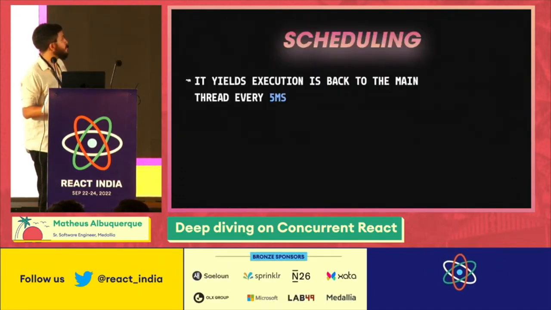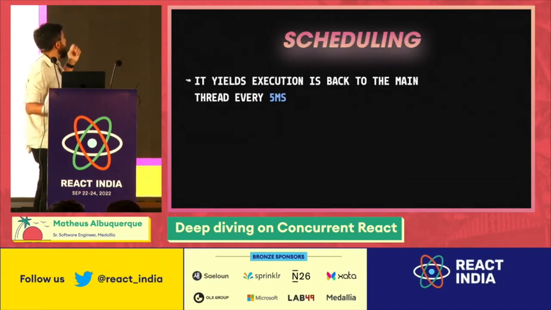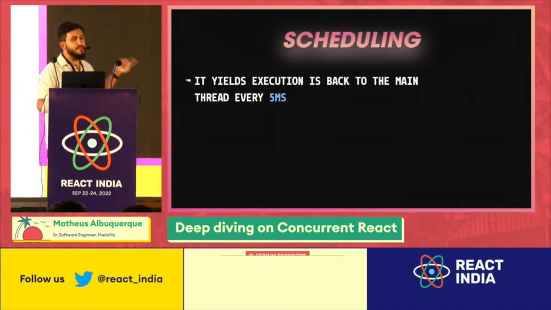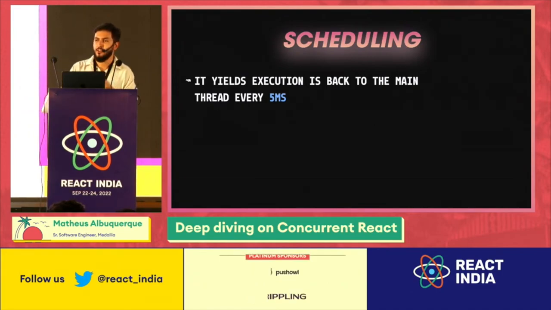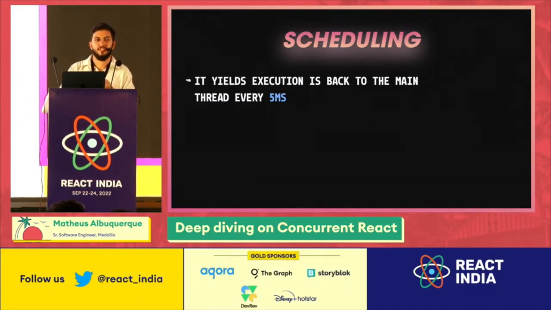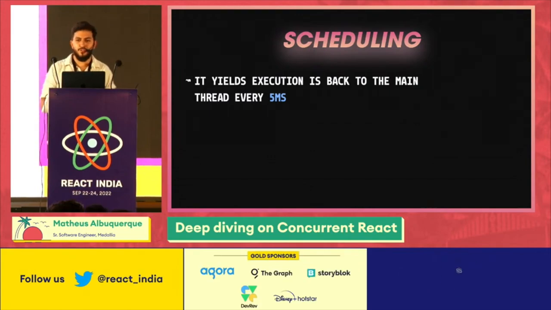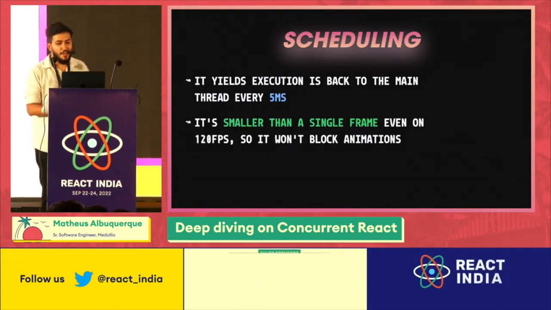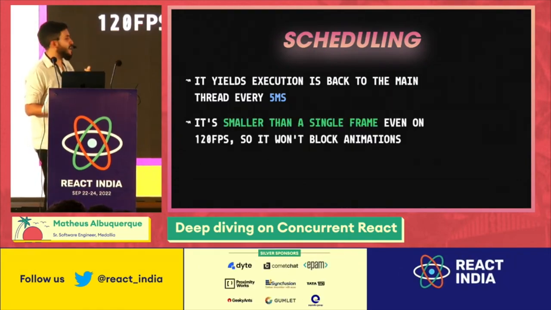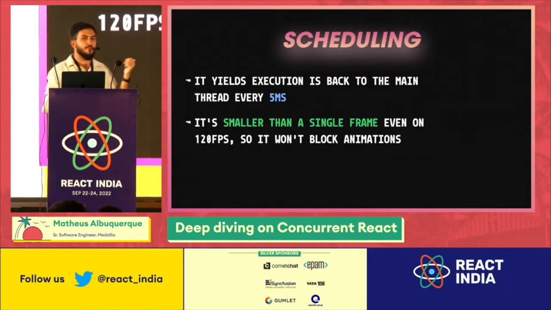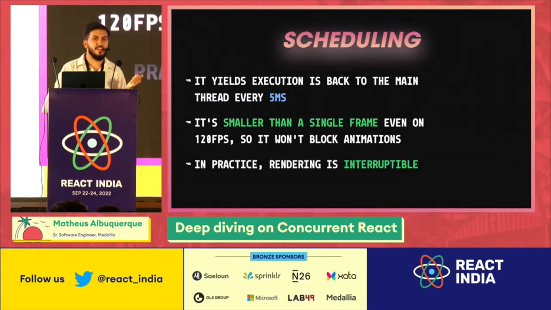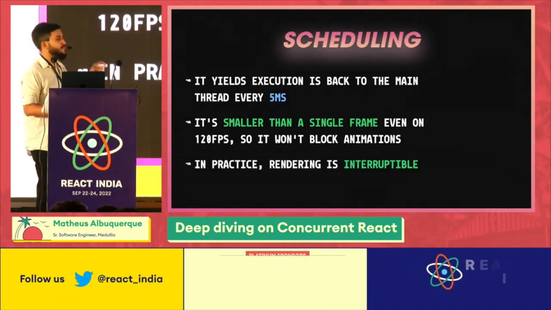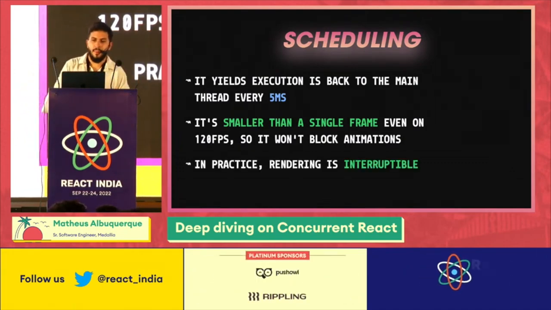And there are a few key things about that. One of them is that it yields execution back to the main thread after 5 milliseconds. And I know it sounds, again, a lot like a magic number, just like those we use in CSS to make things work. But the key thing is that it's smaller than a single frame, even on 120 FPS devices. So that's what makes rendering, in practice, interruptible.